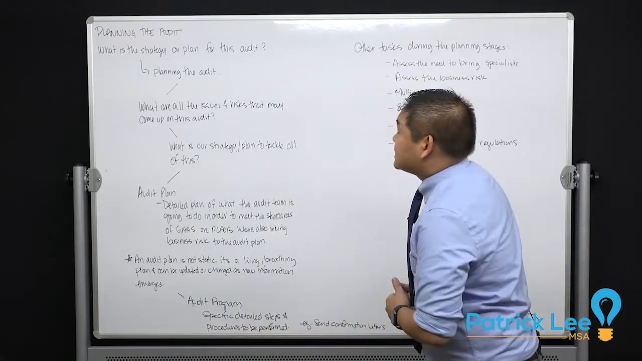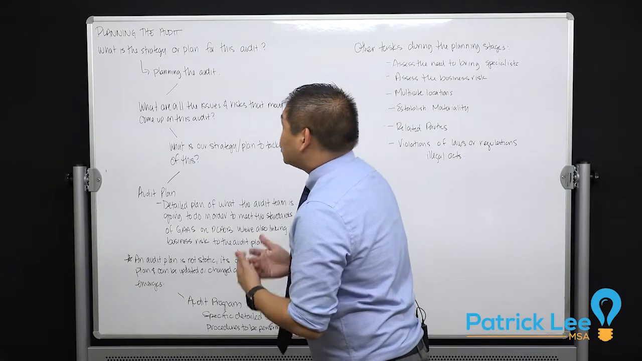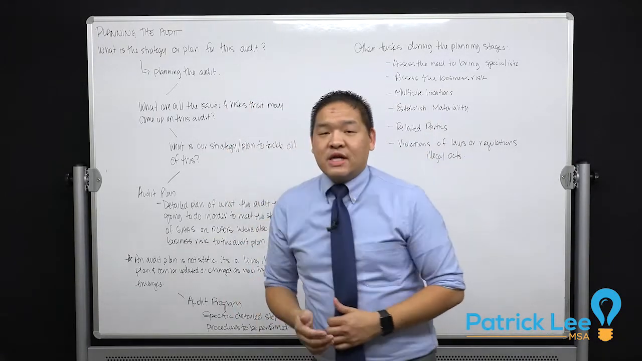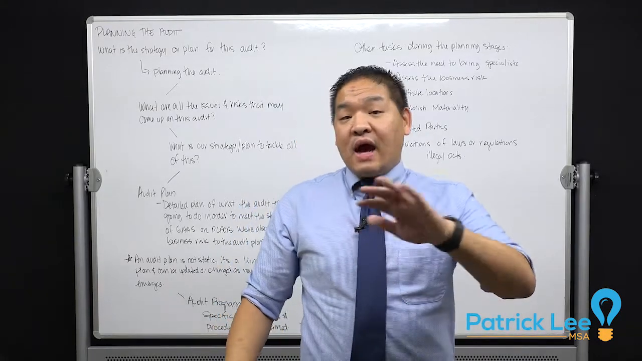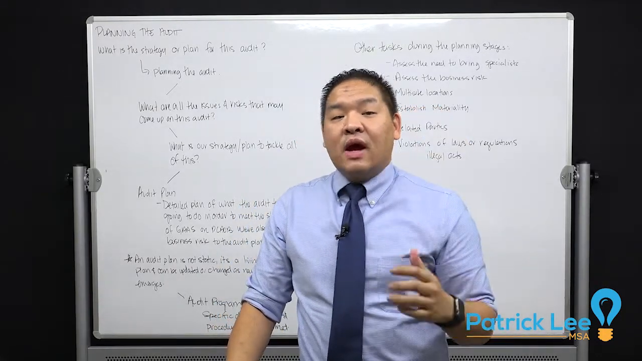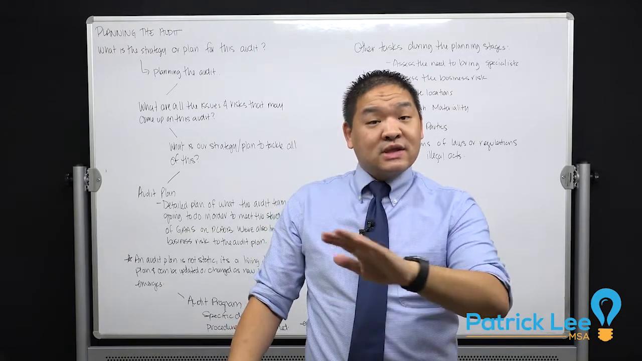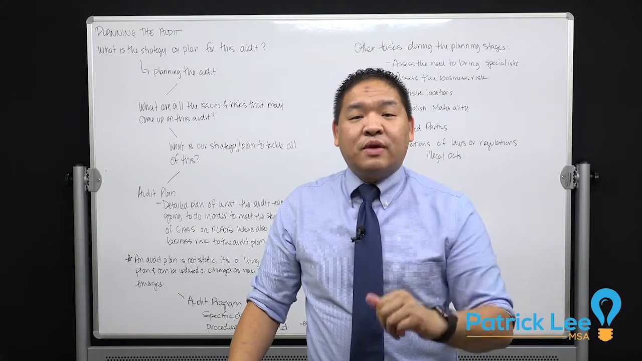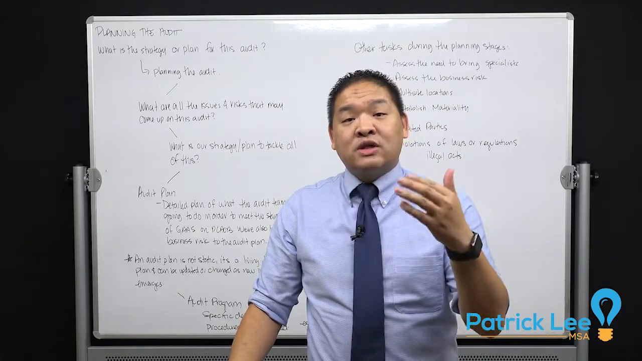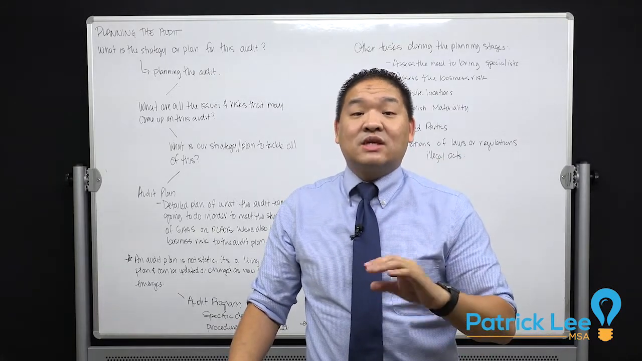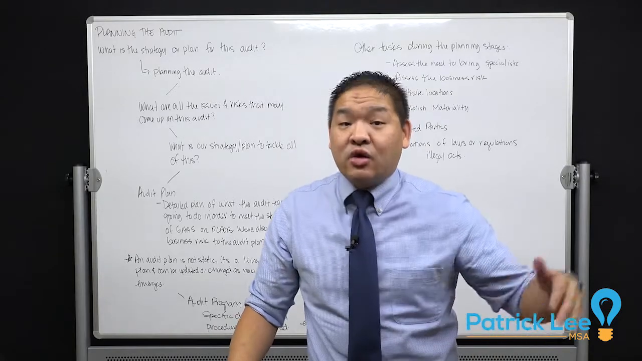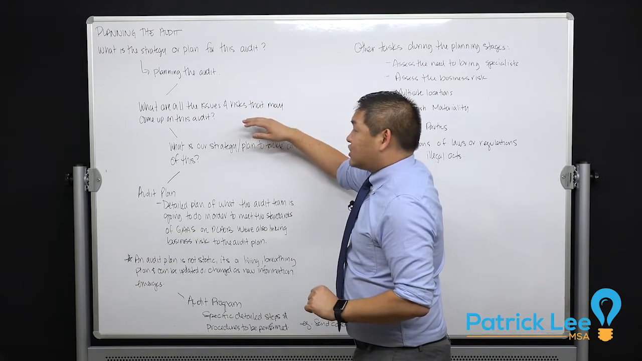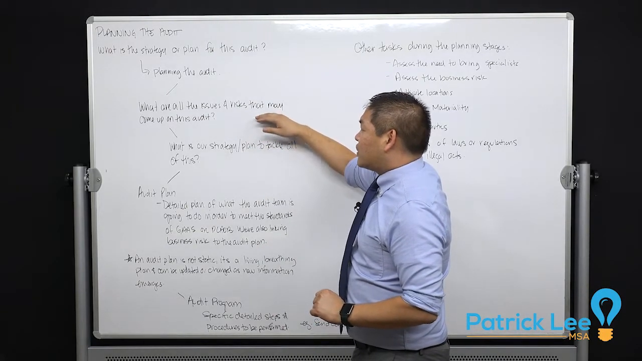So the first thing is, what is the strategy or plan for this audit? When we're planning this audit, what's our strategy going to be? Because every audit's going to be a little bit different, and the question is, based on the risk assessments that we have on this client, what plan do we have in place so that we make sure that we do our job, which is finding material misstatements and making sure that the financial statements are prepared in accordance with US GAAP, okay?